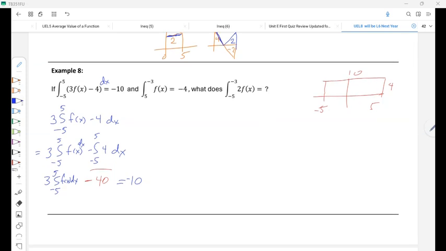All right. So that means that 3 times our integral equals... I isolated that integral, so I need to solve and get 30. Add 40 to both sides, right? Yep. Just add 40 to both sides. We are solving for the integral.